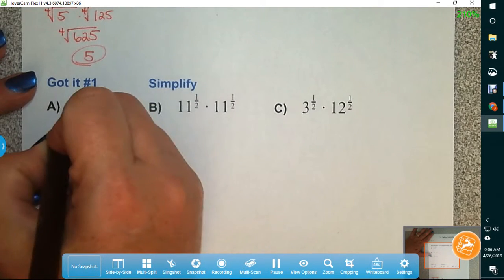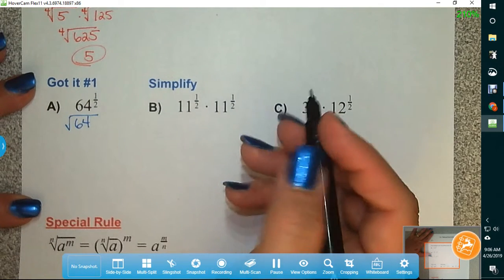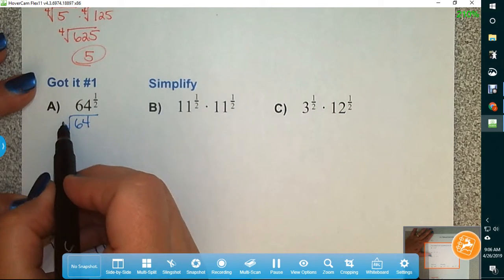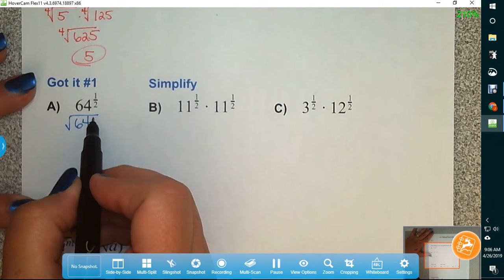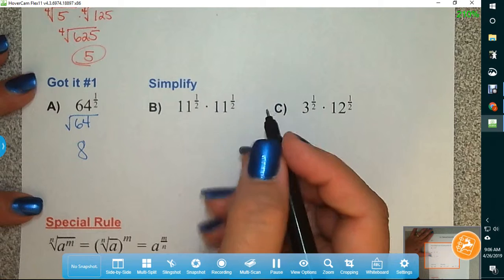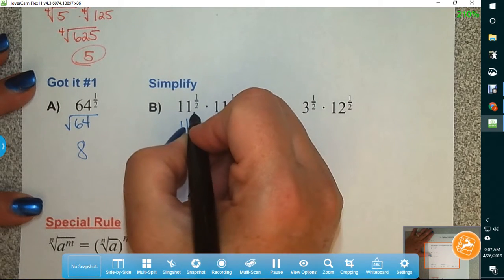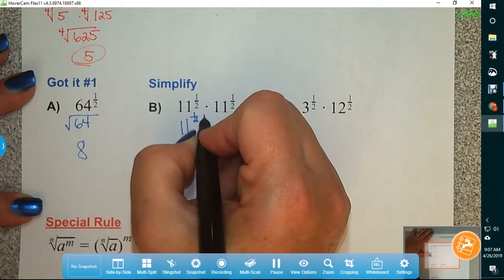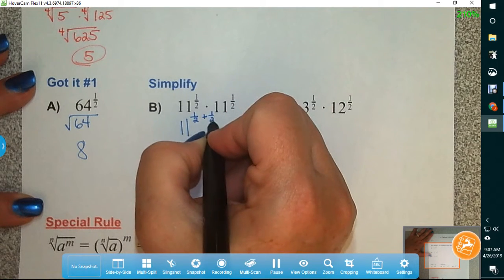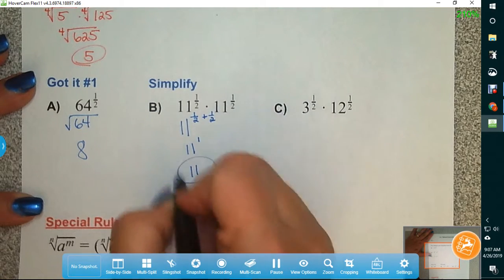All right, I'm going to change this one to radical form. 64 to the 1/2 is the same as the square root of 64 to the 1st power. Well, so the square root of 64 is 8. So this one is a multiplication with the same bases. So I'm going to keep my base, add my exponents. So I get 11 to the 1st power, which is 11.